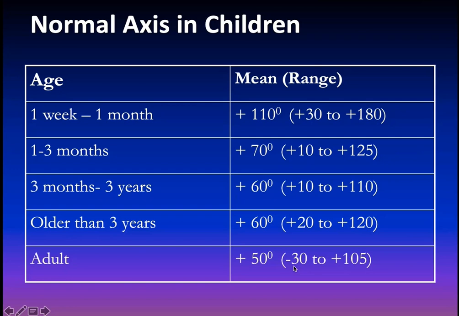So if the range is normal, we just put normal axis for age. If the value, for example for 1 week old, is 190, I usually place right axis deviation. If the value is negative 180, I place left axis deviation. So you just place the interpretation.